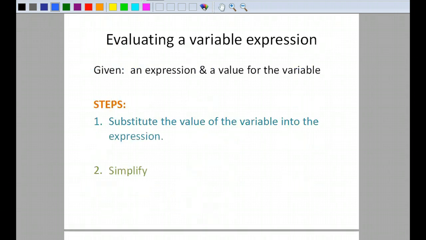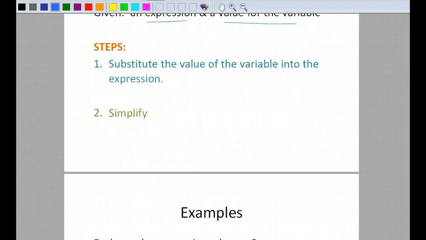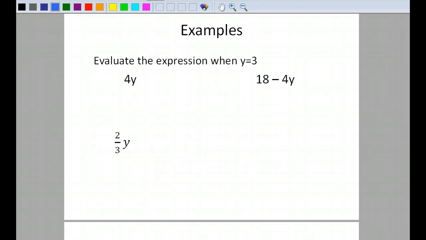Now the next thing we need to do is we need to be able to evaluate a variable expression. So if you're given an expression and a value for the variable, you're going to substitute the value of the variable into the expression, and then you're just going to simplify. So let me show you an example.